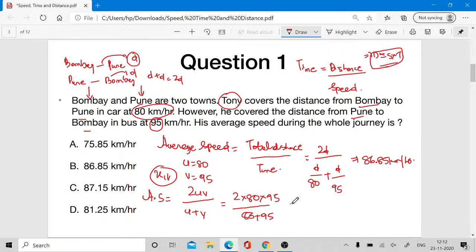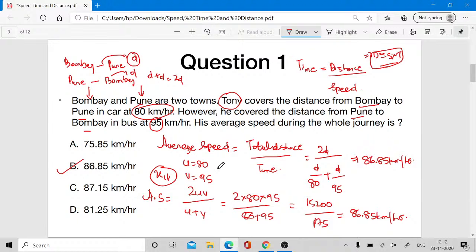So this will be actually 15200 divided by 175. This is also equivalent to 86.85 km per hour, right? Option B is the right answer.